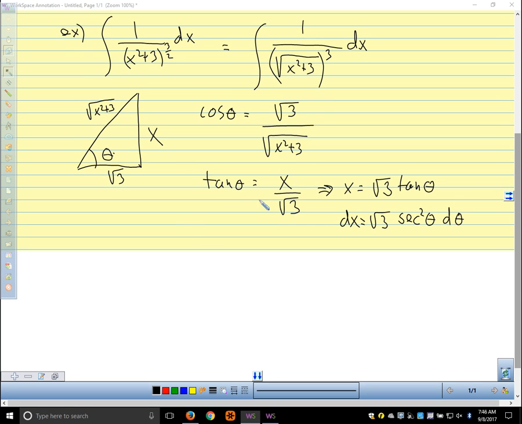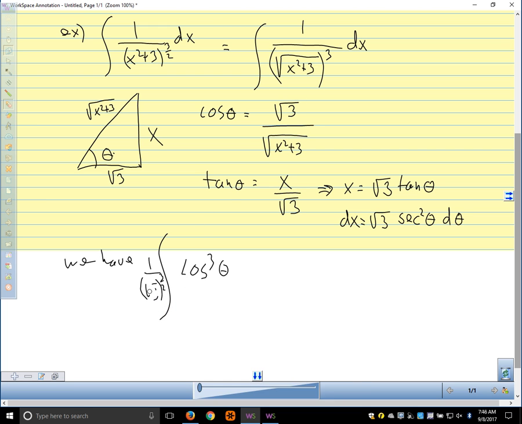So this integral becomes... we don't have this square root of 3, so I'm going to say 1 over square root of 3 to the 3 halves, because we have a cosine to the third. I'm going to substitute a cosine to the third theta to get this third power. So I need to divide out the 3 halves.